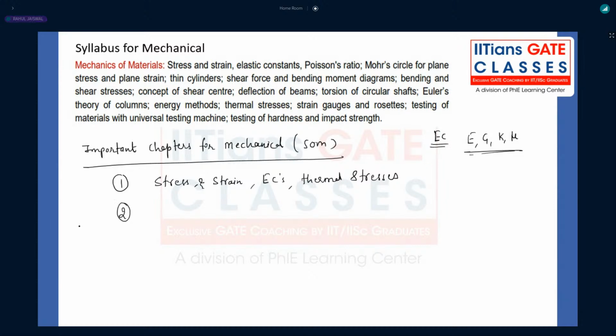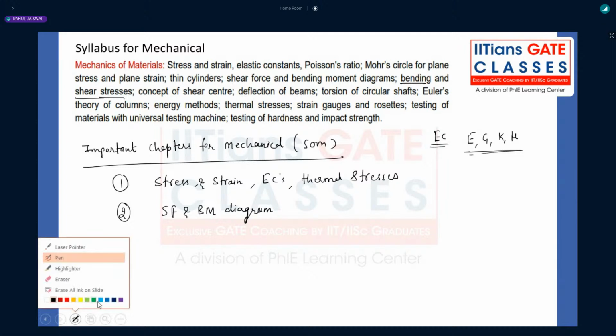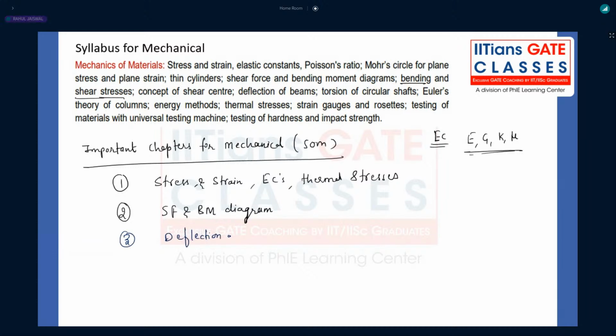Now, the second most important is the shear force and bending moment diagram. Because it is not contributing to only one chapter, it is related to another chapter, that is bending stresses. As you can see here, bending and shear stresses. Unless you know how to draw the shear force and bending moment diagram, you will not be able to find bending stresses and shear stresses. The third is deflection of beams. Then we'll have thin cylinder.